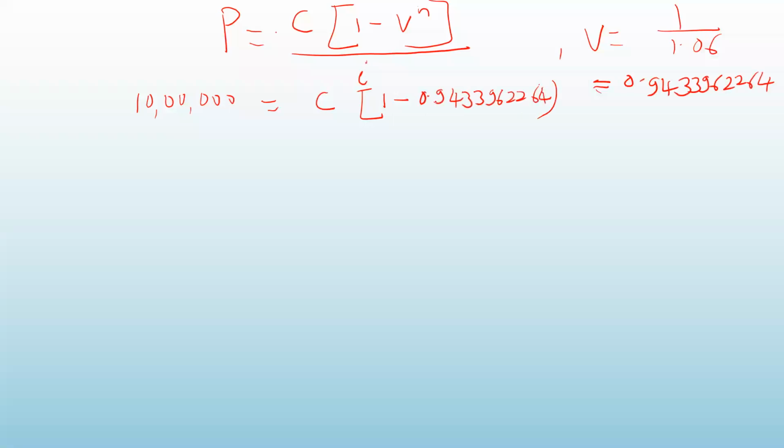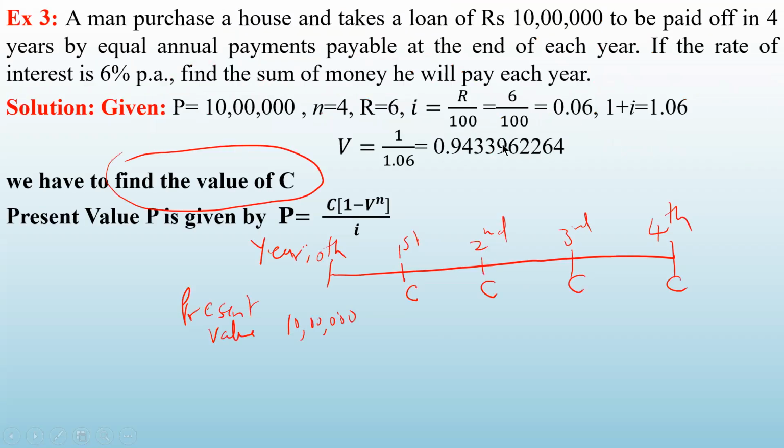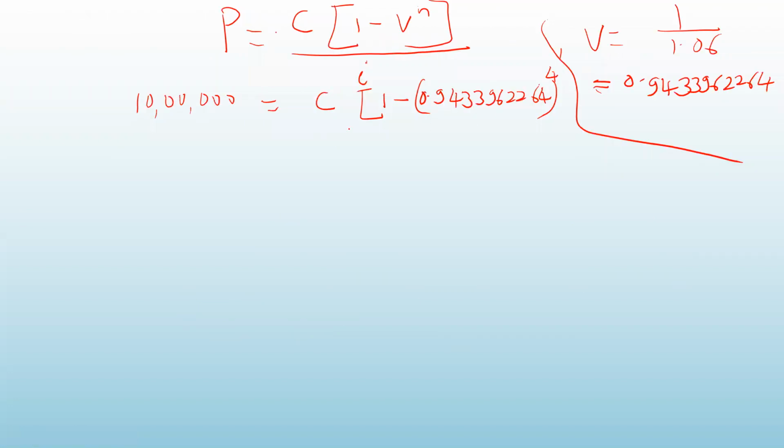So to avoid typing this big number again and again, this number is already on the screen of your calculator. You have to take its fourth power. N is 4, yes, N is 4. And I is 0.06, I can write down 0.06.